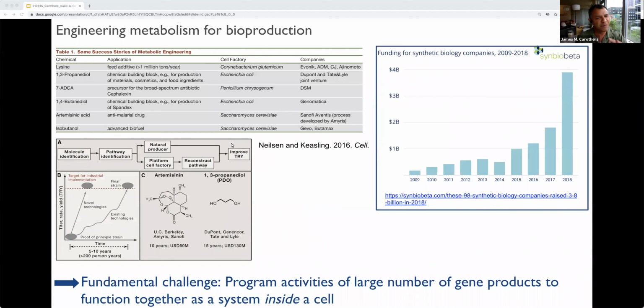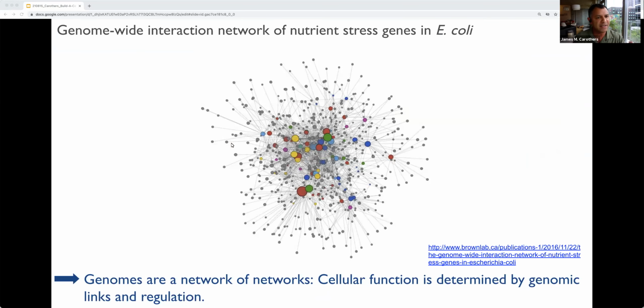And a lot of this is because the fundamental challenge here is really that you have to program the activities of a large number of gene products, and they all have to function together as a system inside either the cell or the cell-free reaction that you've designed for them. And so, I think it's worth thinking about, what exactly is happening when we're introducing new metabolic functions to a pre-existing network. Let's take bacterial systems first. If we introduce new multi-gene functions, so if I want to build a new metabolic pathway to convert some input substrate, like a simple sugar, and turn that into something that has high value, then what I'm really doing is introducing a series of metabolic functions to the system.